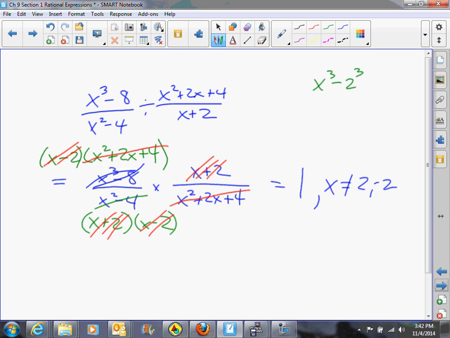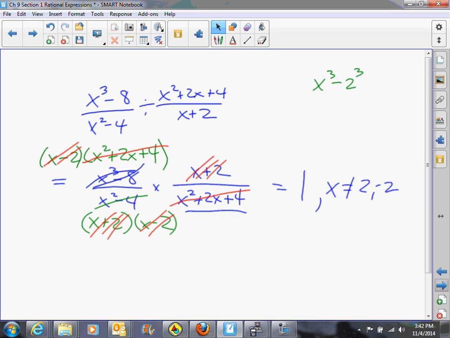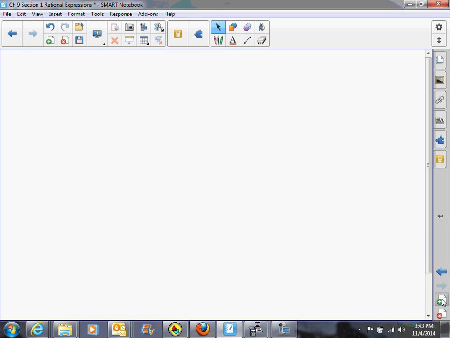Now, this does not have a 0. It doesn't factor, so there aren't any zeros to that one. So all we need to do is say that the problem is equal to 1, and x is not equal to 2 or -2. All right. Now, it is important on these rational expressions when you're multiplying and dividing that you factor them. Now, I would like to talk to you also about complex fractions because that's a part of this particular section.